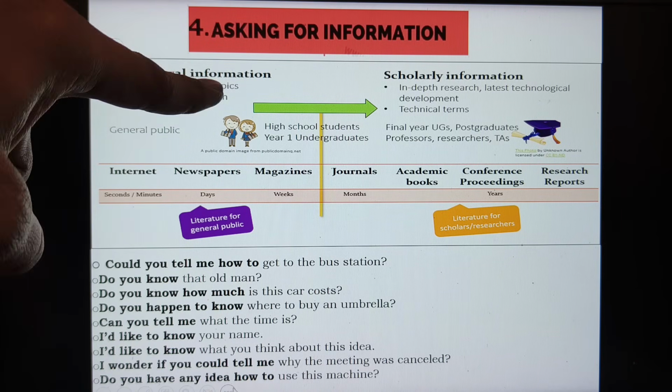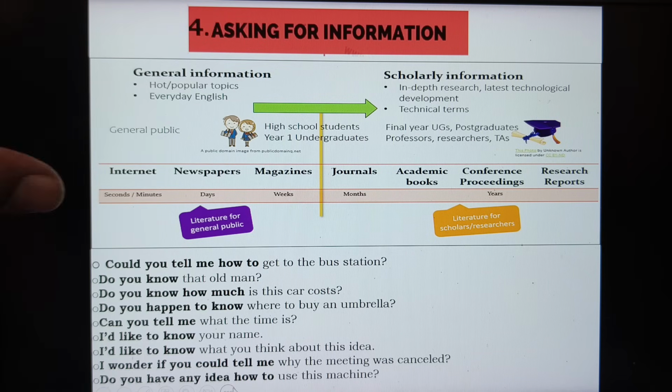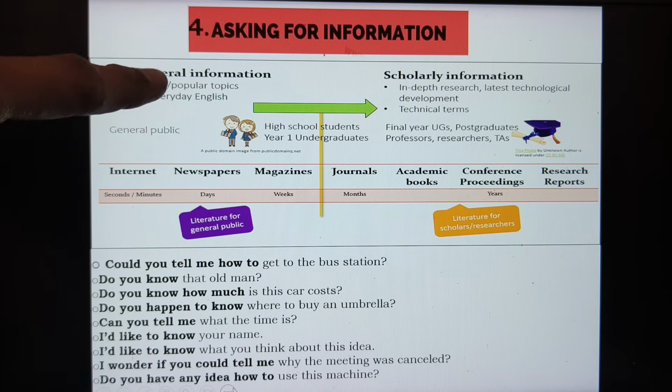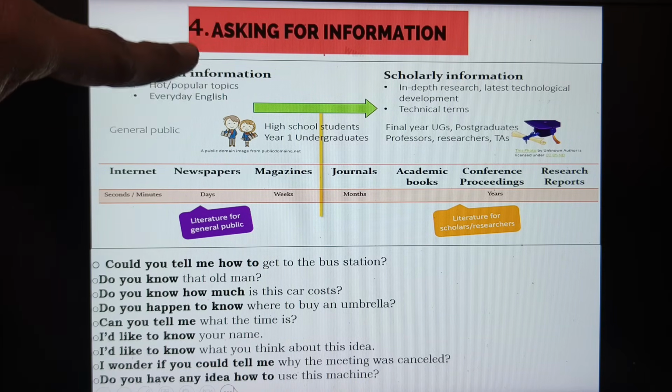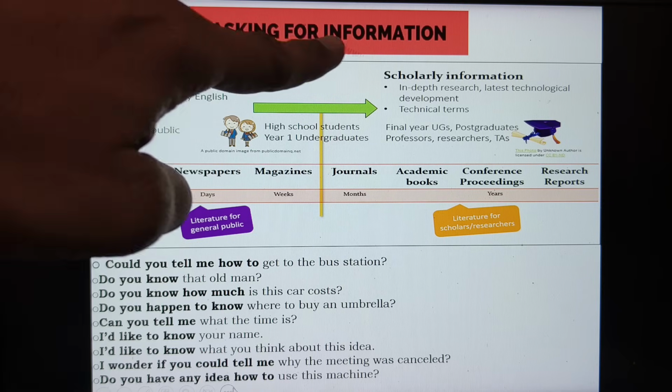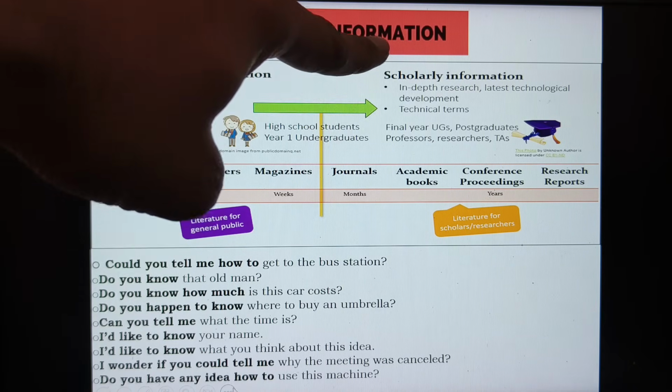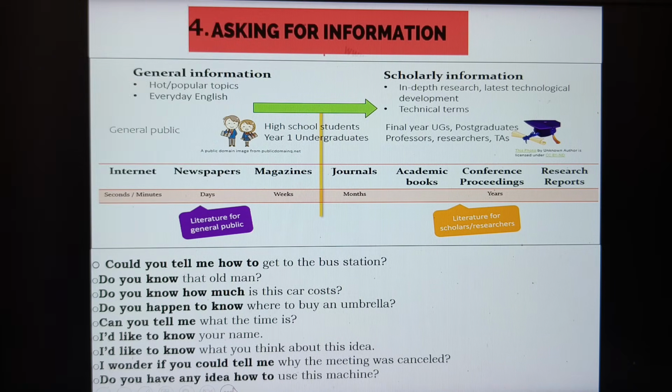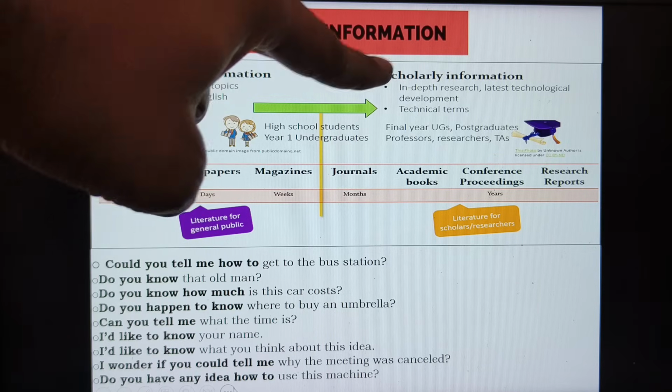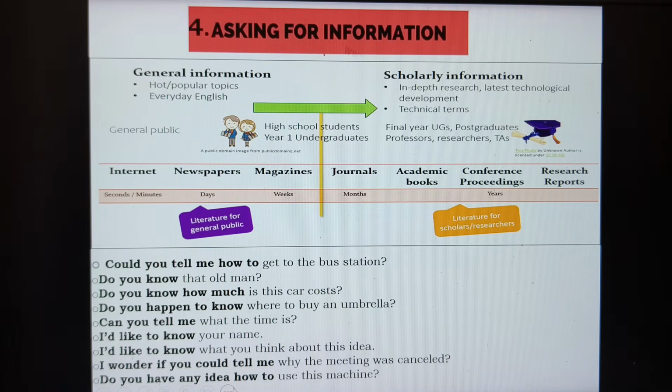Friends, మనకి జనరల్ ఇన్ఫర్మేషన్, స్కాలర్లీ ఇన్ఫర్మేషన్ అని రెండు రకాల ఇన్ఫర్మేషన్స్ ఉన్నాయి. మనము మన డే టు డే లైఫ్‌లో జనరల్ ఇన్ఫర్మేషన్‌ని ఎక్కువ యూజ్ చేస్తూ ఉంటాం. మనకి ఎడ్యుకేషన్ పరంగా వచ్చేటప్పటికి స్కాలర్లీ ఇన్ఫర్మేషన్ లేకపోతే ఒక స్పెసిఫిక్ ఇన్ఫర్మేషన్ అనేది మనం తీసుకోవడం జరుగుతుంది అనమాట.